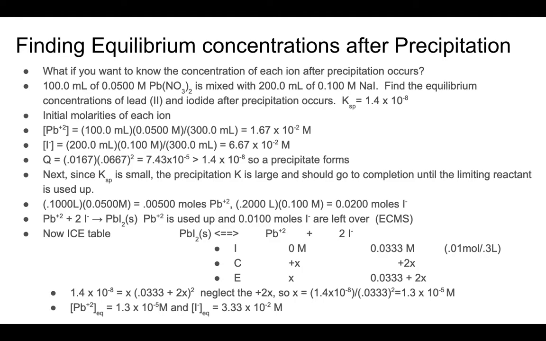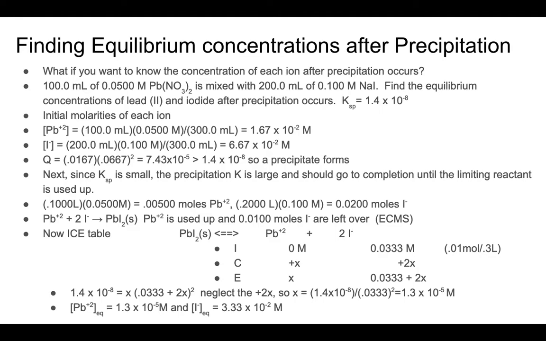So just like we did in the last, take the volume 1 and the molarity 1, divide by the volume 2, and the volume 2 is going to be the sum of the 2 volumes, 100 plus 200 milliliters of the two solutions, because each one's new volume is the total volume of the mixture of the solution. That gives us 1.67 times 10 minus 2 molar for the lead-2 and 6.67 times 10 minus 2 molar for the iodide.